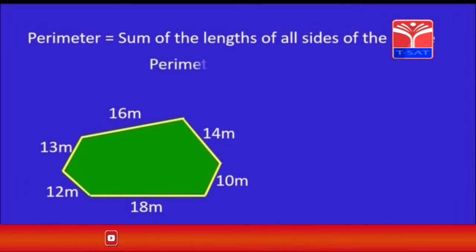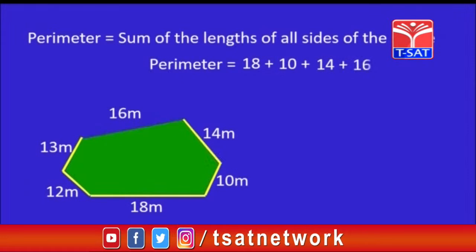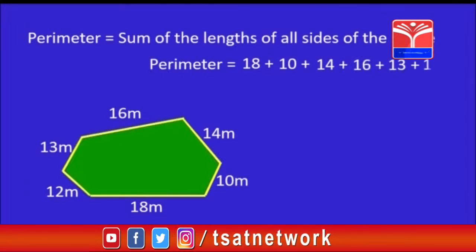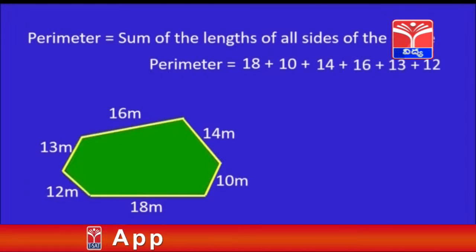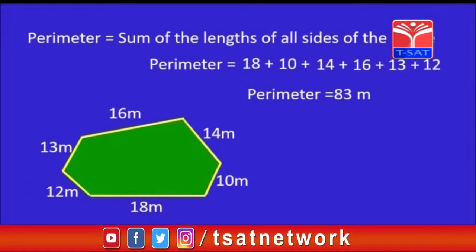Now let me add for yourself. First one, 18 plus 10 plus 14 plus 16 plus 13 plus 12. Students, try to add all these. Before it appears on the screen, you should write the answer in your notebook. Okay? Finished from your side? Now see the answer. The perimeter of this particular field is 83 meters.